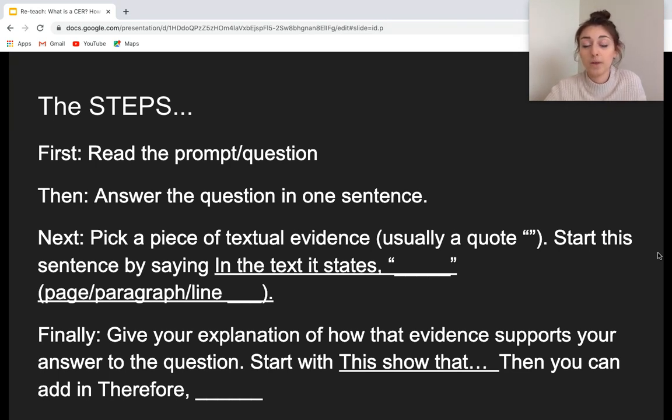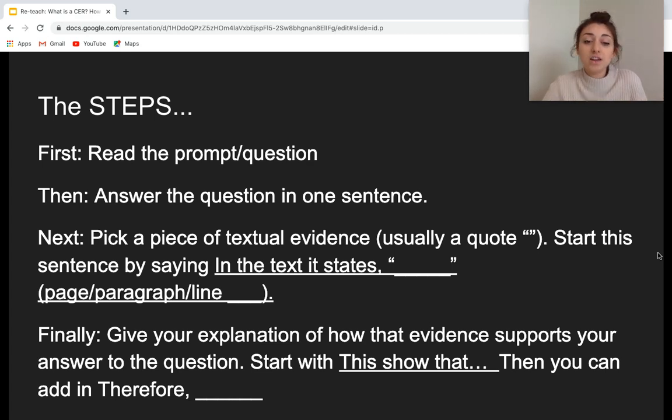If you're reading a book, you're going to put the page number. If you're reading an article, which all the CommonLit articles we're reading would fall into, it would be the paragraph number. And if you're reading a poem, because it's so short, you would just put the line number that you got that from. This is just to prove that it's not your words, but you're actually using somebody else's words, who maybe knows more than you do about the subject.